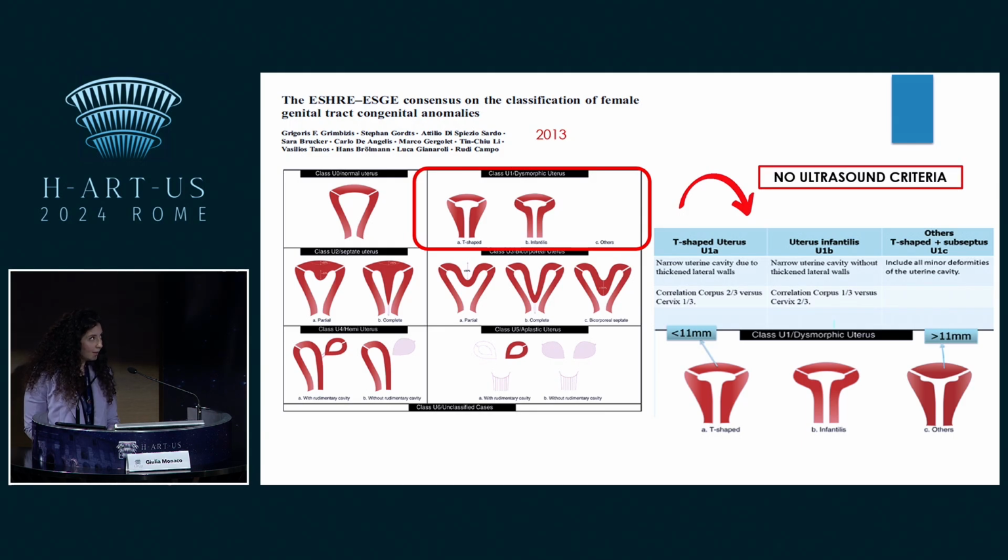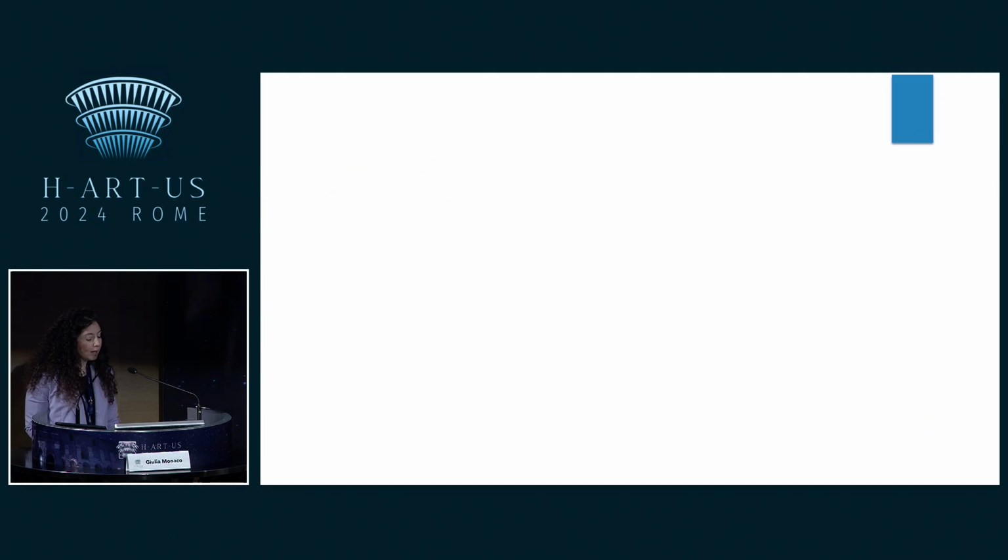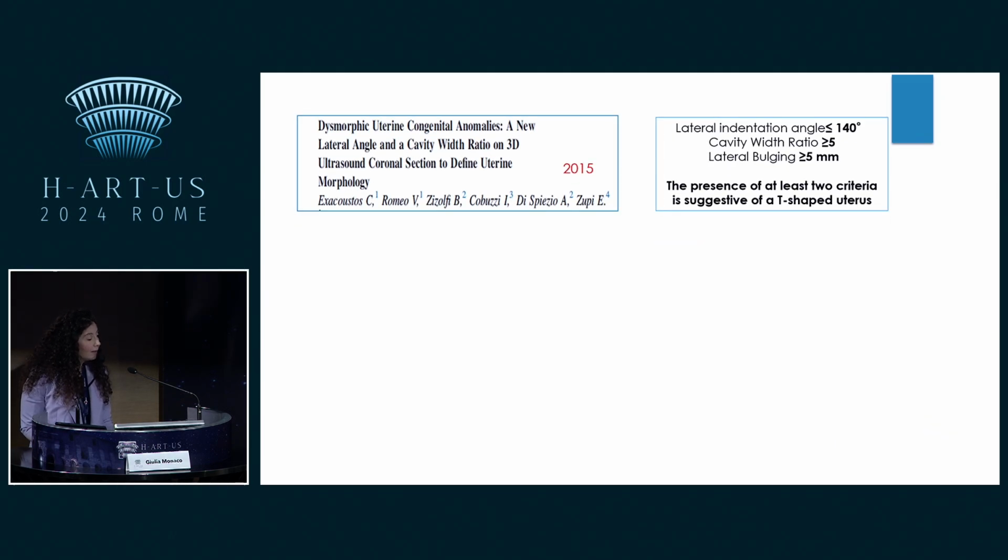But it does not give us ultrasound criteria. The first ultrasound criteria are in 2015 with this article of Exacoustos, where she proposed 3 ultrasound criteria for the diagnosis: a lateral indentation angle less than or equal to 140 degrees, a cavity width ratio more than or equal to 5, and lateral bulging more than or equal to 5 millimeters. The presence of at least 2 criteria is suggestive of a T-shaped uterus.